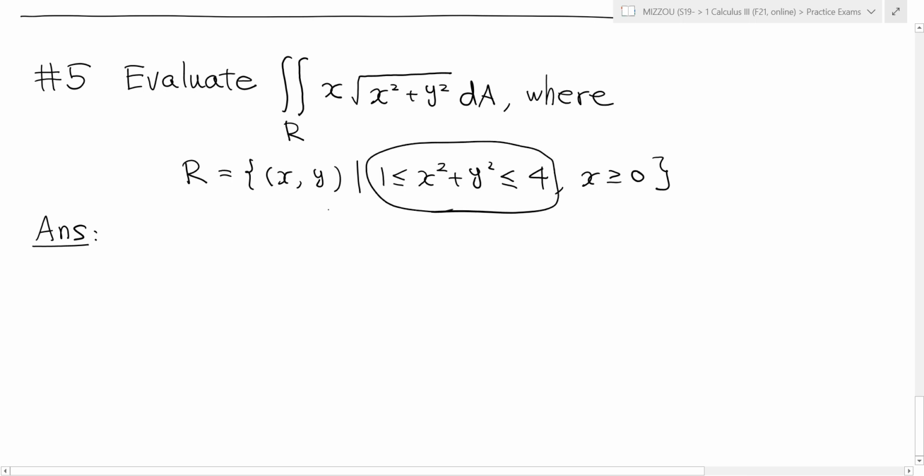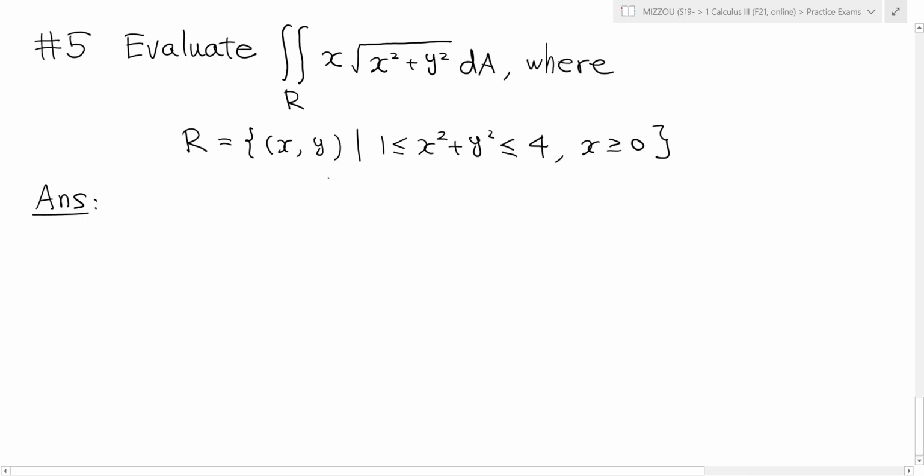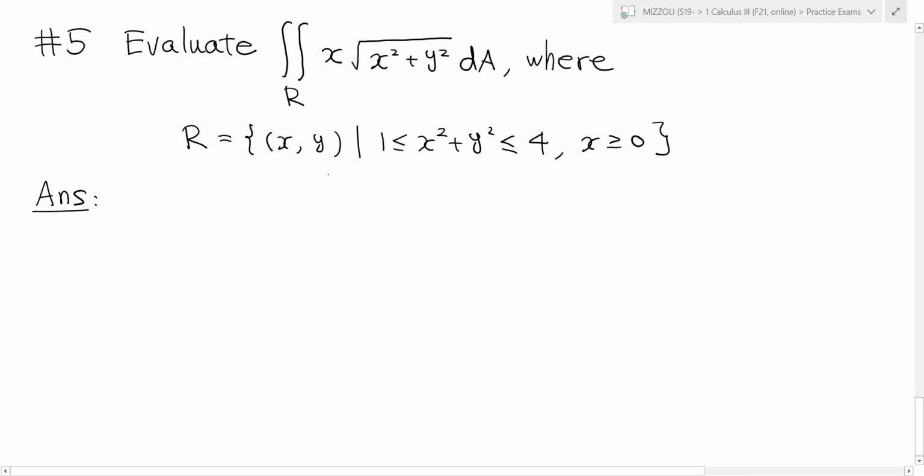First of all, we have seen something like this quite a few times actually. x squared plus y squared is 1, that's a circle with radius 1. And 4, that's a circle with radius 2. It's in between, so that means it's between the circle with radius 1 and the circle with radius 2. And then x is bigger than or equal to 0. What does that mean? That means on the xy plane, you just look at only this part of the xy plane. So if you combine those, the region of integration R actually looks like this.